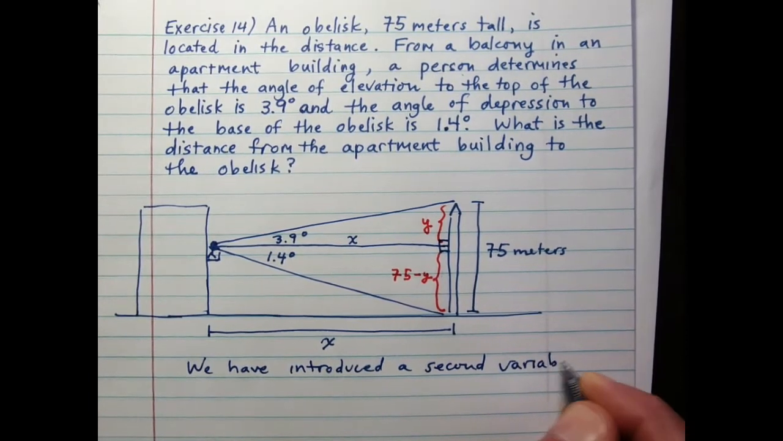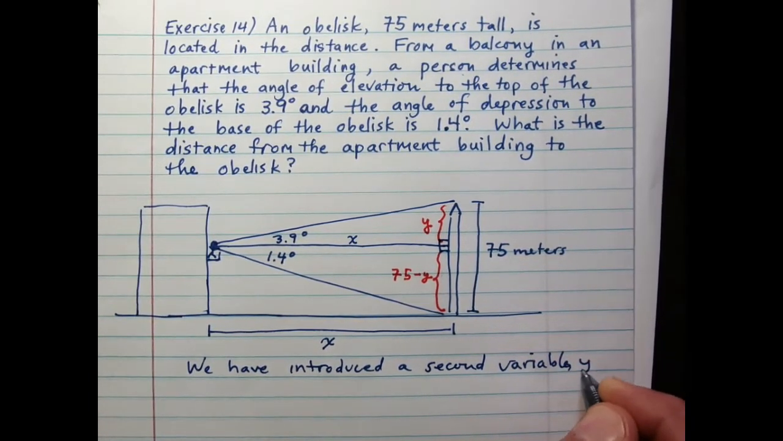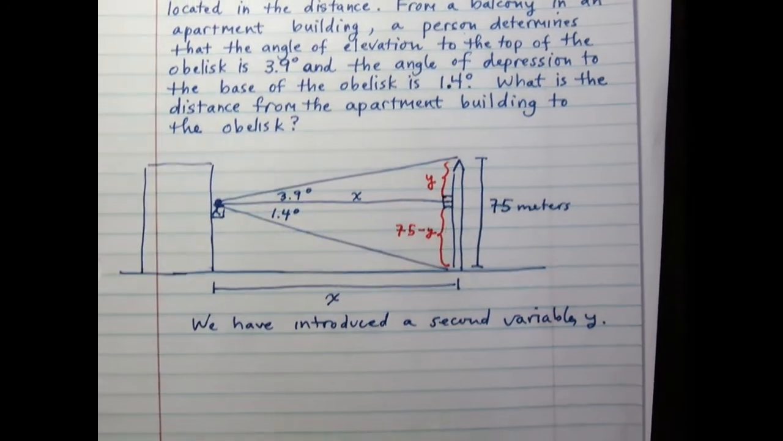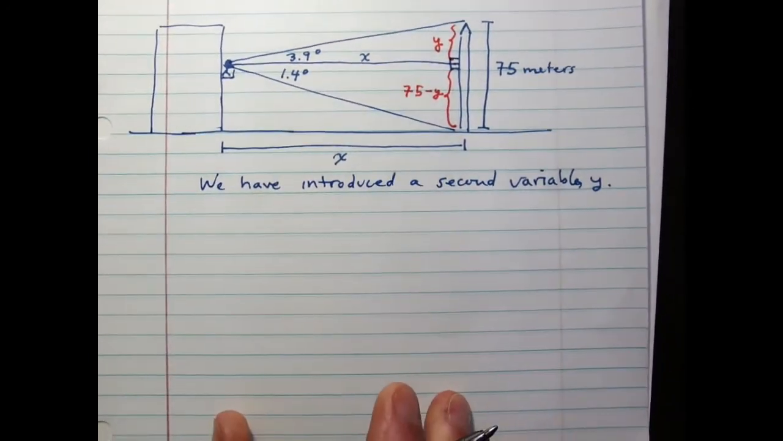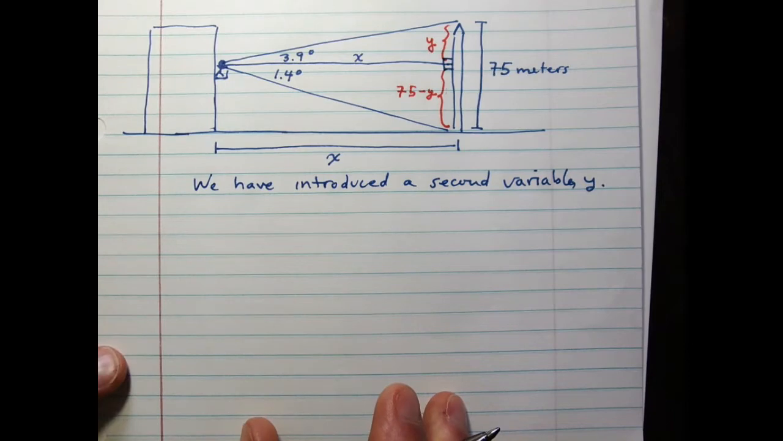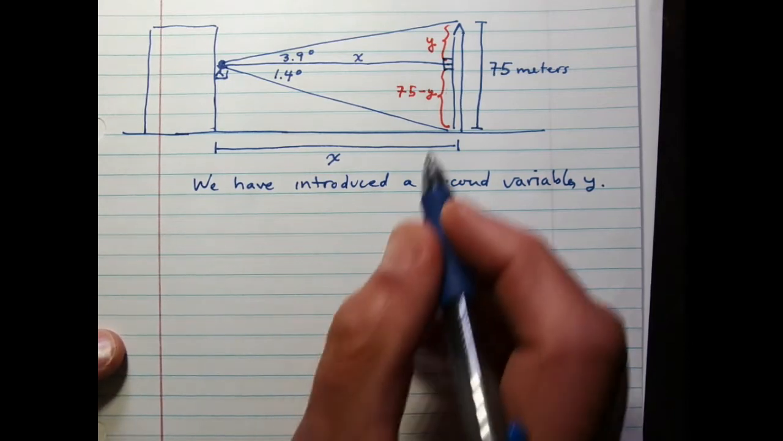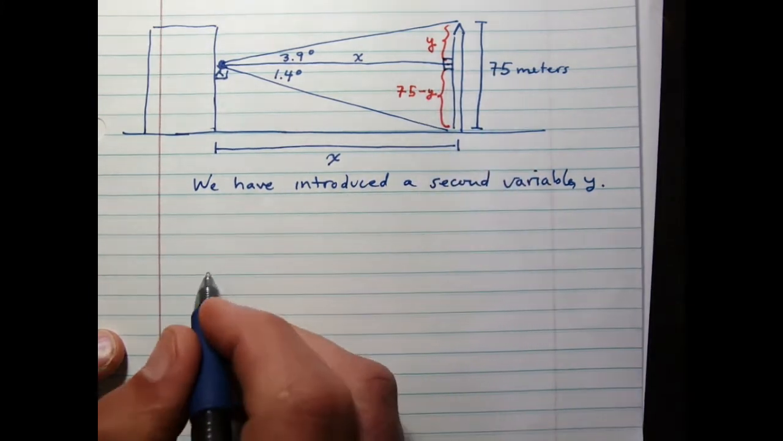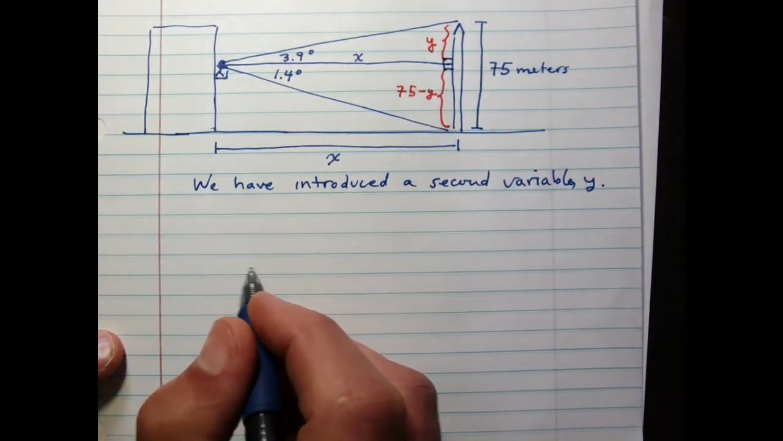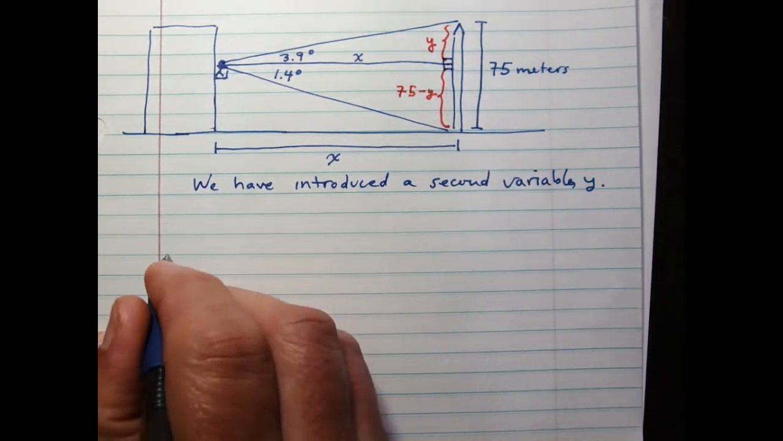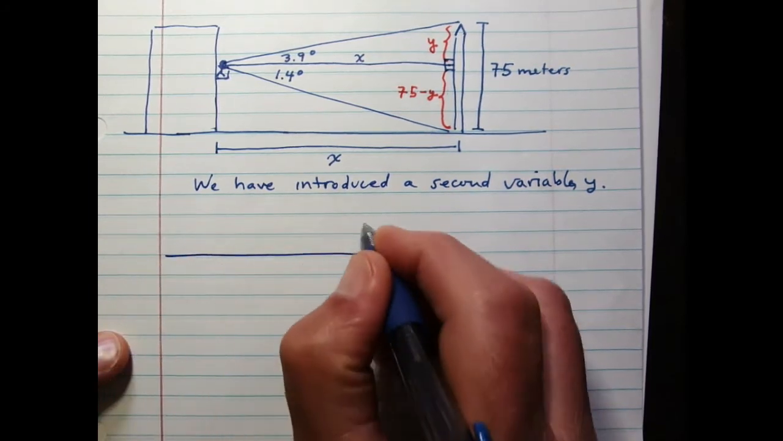So we want to find x in this problem, but we've introduced a y to be able to describe the sides of these triangles. Now, we have two triangles, so that's hopeful. Maybe we can come up with two equations here. Let's see. We have one right triangle.